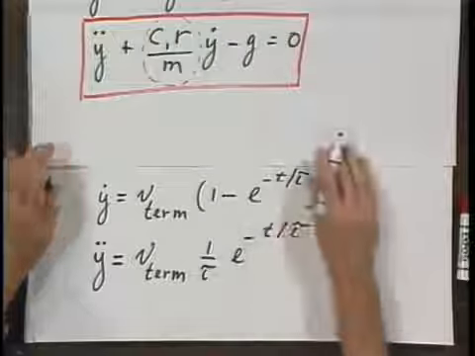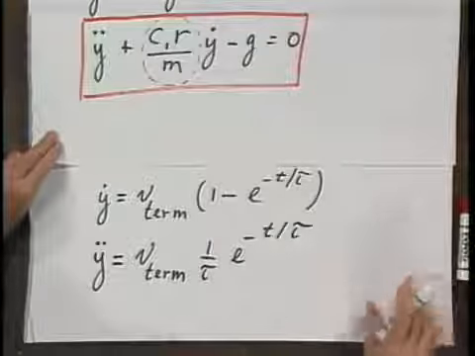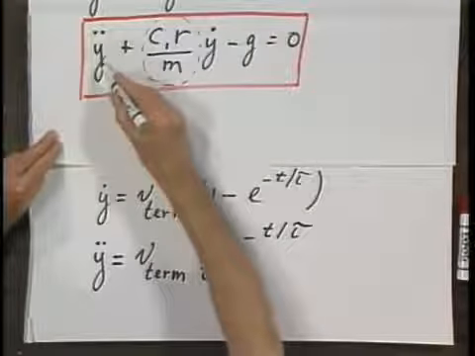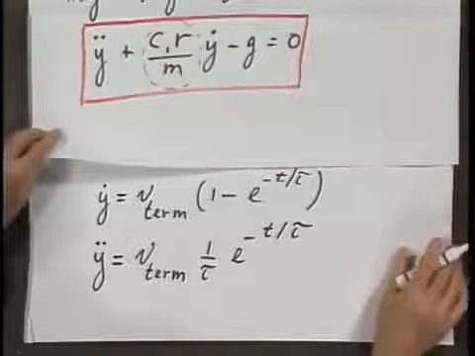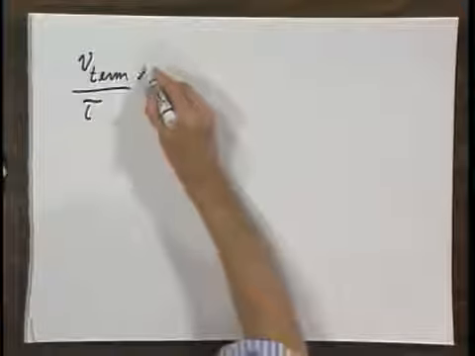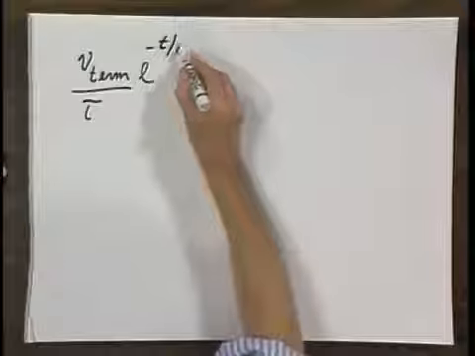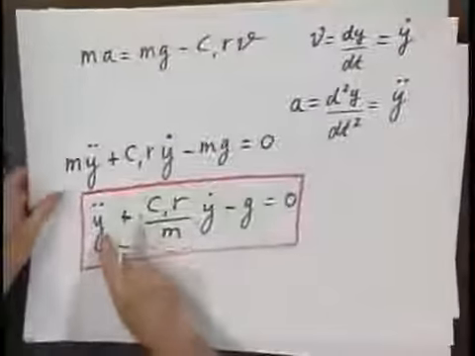And these two values now I'm going to substitute into this equation. So this one comes here, and this one comes here, and I have my minus g. So when I do that, I get v terminal divided by tau times e to the minus t over tau. That's this first term. Here you see it.